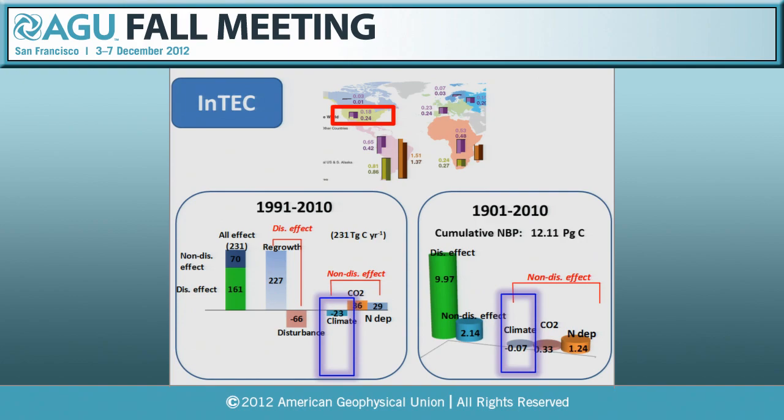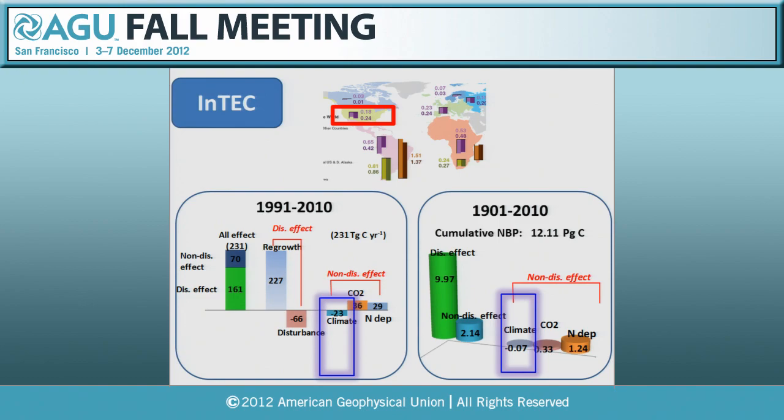The total NBP is about 231 teragrams, that's about 0.23 petagrams. That's almost the average of these two values, surprisingly close. And out of that, the disturbance effect occupies more than 80%, actually.